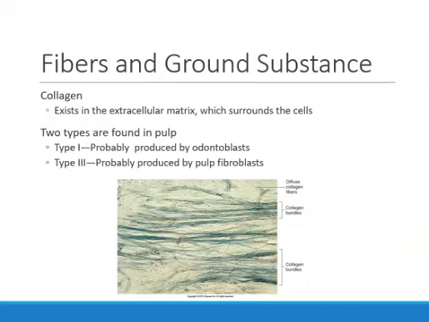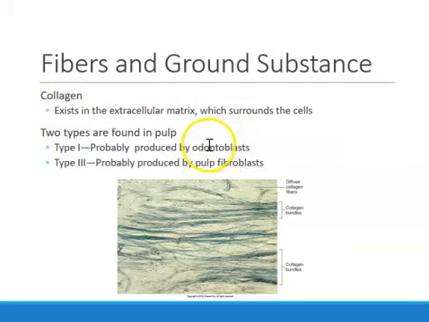Okay, so we know fibroblasts make collagen, right? Which are these like lines, okay? These collagen fibers. And so there's two types of collagen fibers that you see in the pulp. There's actually, in total, 4 different types of collagen, but the ones that we see in the pulp are type 1 and type 3. And it's just structurally a little different and found in different areas of the body, so that's why they have this differentiation. But type 1 are collagen fibers that are produced by odontoblasts.